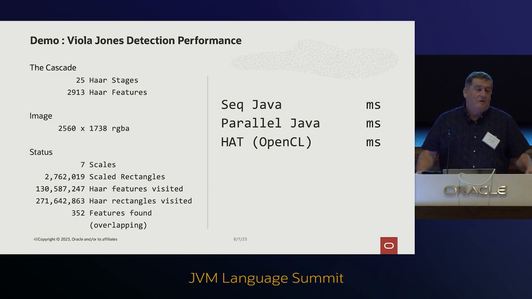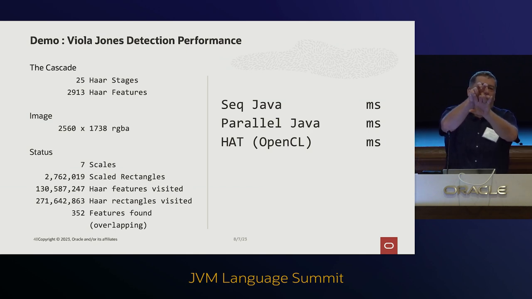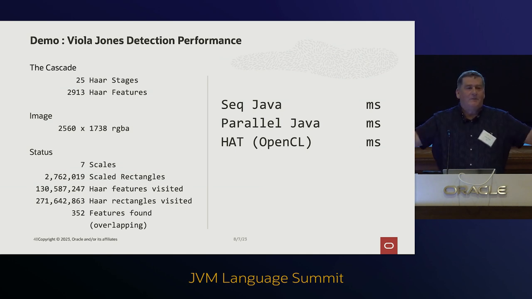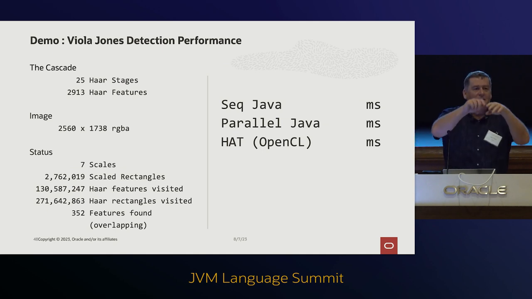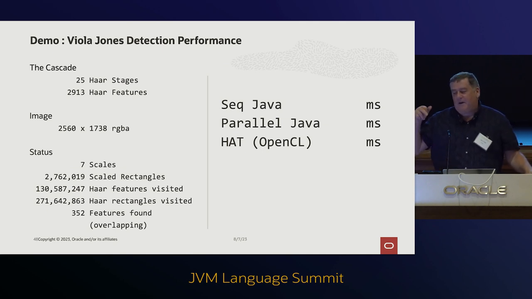at seven different scales, because we can't just look on a grid of rectangles. We have to overlap the rectangles, because the face is not going to be aligned inside the grid for every single one. And similarly, we have to look at different scales. We look at this size, the next size up, and the next size up. For this particular image, we're going to have to look at 2 million scaled rectangles. That turns out to be 130 million half features, and we're going to do 271 million rectangular area maps on the data.